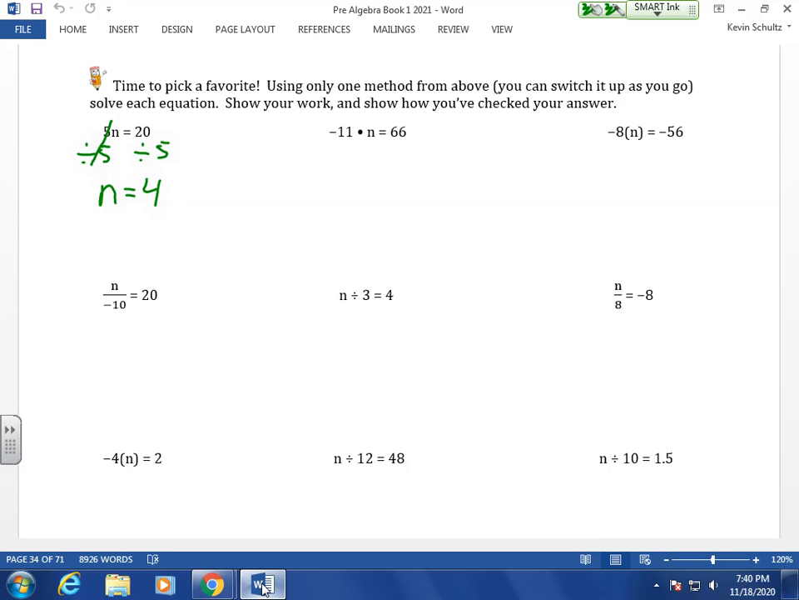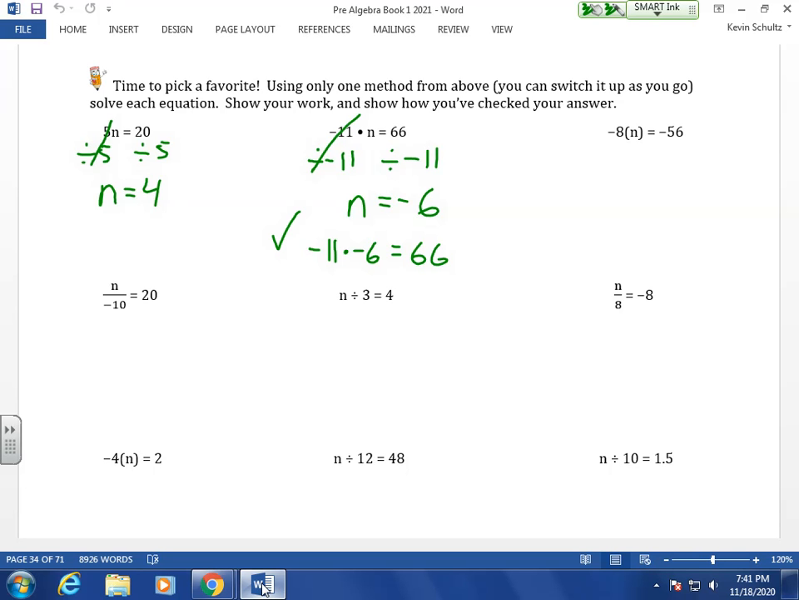The next one, negative 11 times n equals 66. The opposite of multiplying by negative 11 is dividing by negative 11, so that's what we'll do to cancel those out. Negative 11 divided by negative 11 is positive 1. N is by itself. 66 divided by negative 11 is negative 6. Of course, we would check that. We didn't check the first one. But does negative 11 times our n value, negative 6, equal positive 66? Yes, it does. So we know that we're right.